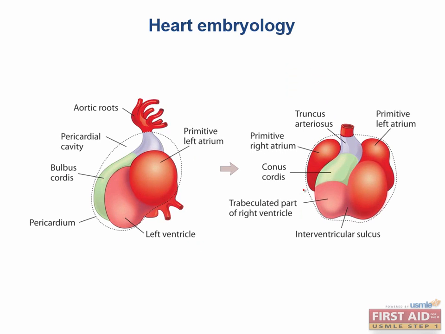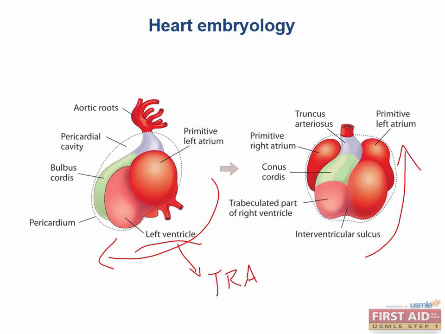So also on this image, you can appreciate how the ventricle is going to swing around to become more anterior to the atrium, and the atrium will swing back towards the posterior side of the heart. This ventricle will split to form the trabeculated, not the smooth, parts of the left and right ventricles. Remember, the smooth part of the left and right ventricular outflow tracts are formed by the conus cordis, which is derived from the middle segment of the bulbus cordis.